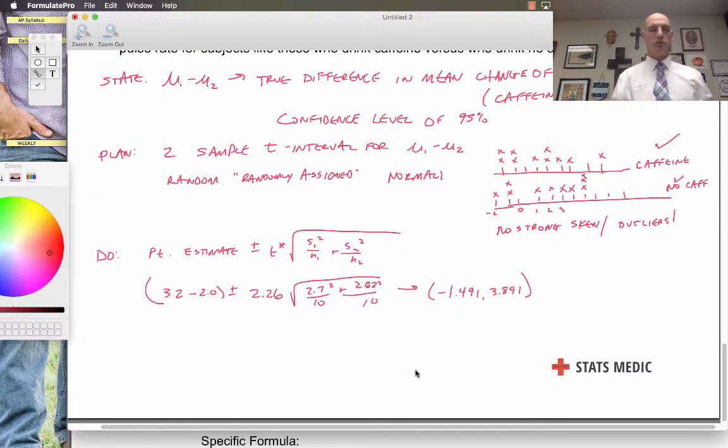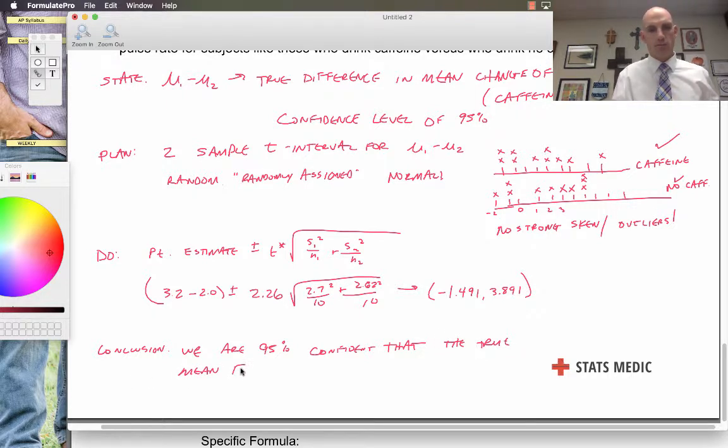So our conclusion: we are 95% confident that the true mean difference in mean change, and it's important to say which change, right? Caffeine, no caffeine.